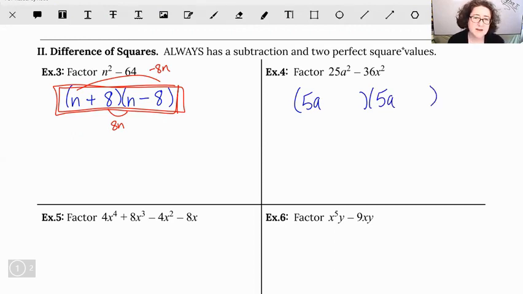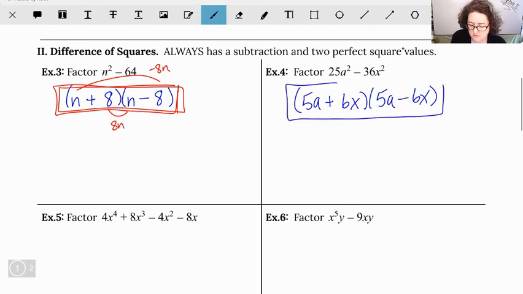To make a 36x squared, well, what do you multiply to make 36? 6 times 6. What do you multiply to make an x squared? X times x. Then again, to make sure that our middle term cancels out, if we were to multiply these back together again, we would have one positive and one negative.